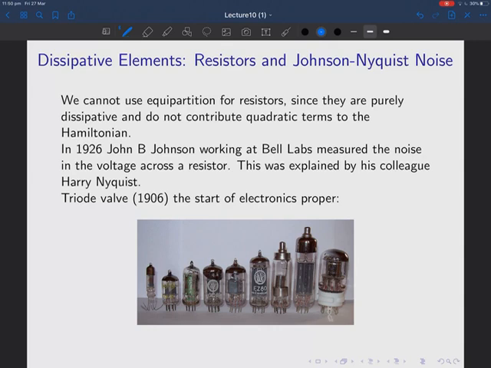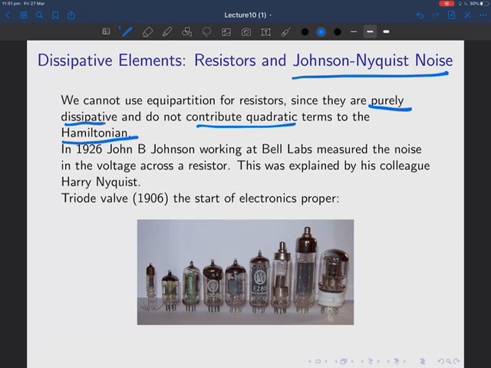Now, there are other elements in electric circuits, and those elements are called resistors. And of course, there are non-linear elements as well, like transistors. We won't go into those. So, let's look at resistors. And in resistors, you have this Johnson-Nyquist noise, which we're going to look at. Now, we can't use equipartition for resistors because they're purely dissipative, and they don't have quadratic terms in the Hamiltonian. They're dissipative systems. You don't have a Hamiltonian with some storage terms. It doesn't happen. Okay.